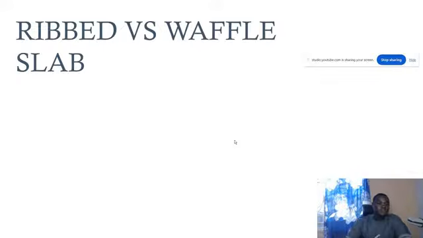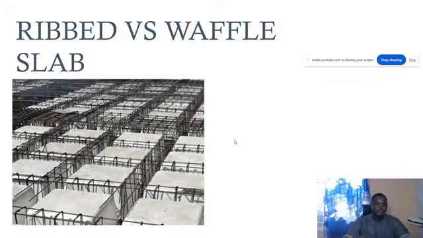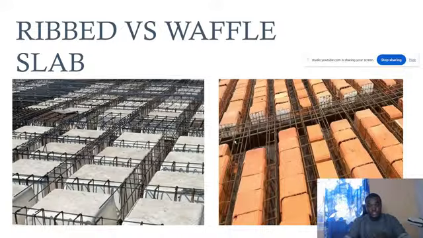So let's talk about the similarities or the differences between a rib slab and a waffle slab. Let me show us some pictures. The picture on the left-hand side, this first picture, is a construction reinforcement layout for a waffle slab, while this is the preparation construction process for a rib slab. You can see that in the first picture to the left, the reinforcement is in both directions, either the longer side of the slab or the shorter side. But in terms of the rib slab, the reinforcement is in one direction.